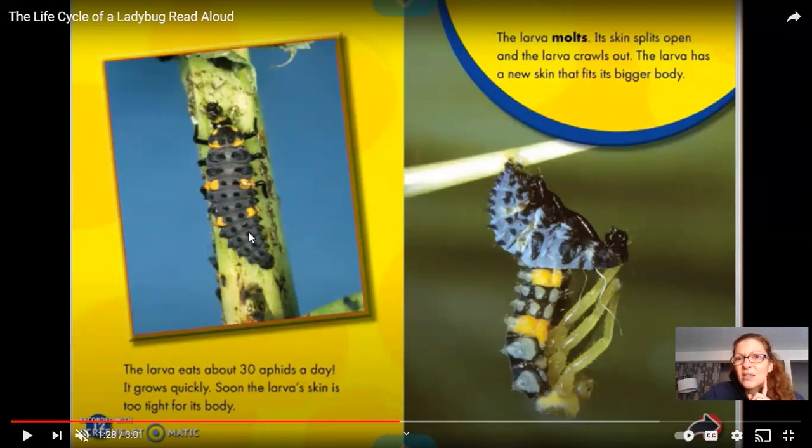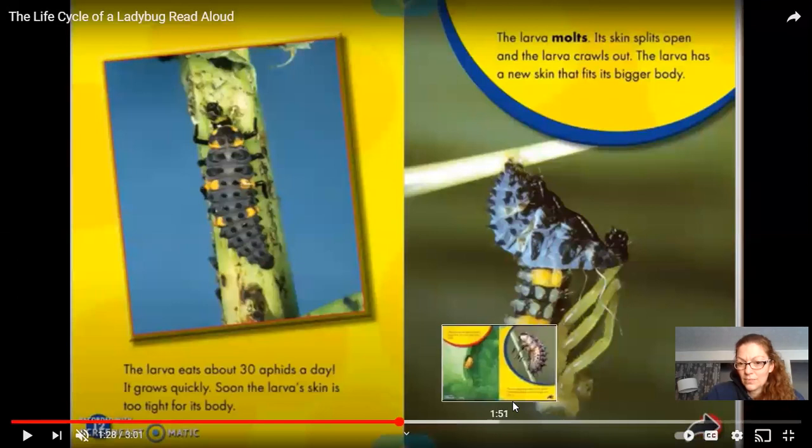Oh, I wonder what it does. The larva molts. Its skin splits open and the larva crawls out. The larva has a new skin that fits its bigger body. All right, so if you look here, it looks like the skin's breaking open and this is crawling out. Kind of like the snake and the lizards, right? When they get bigger, they don't fit. So they have to shed. But when a ladybug does it, it's called molts, molting. There's that key word again. All right.